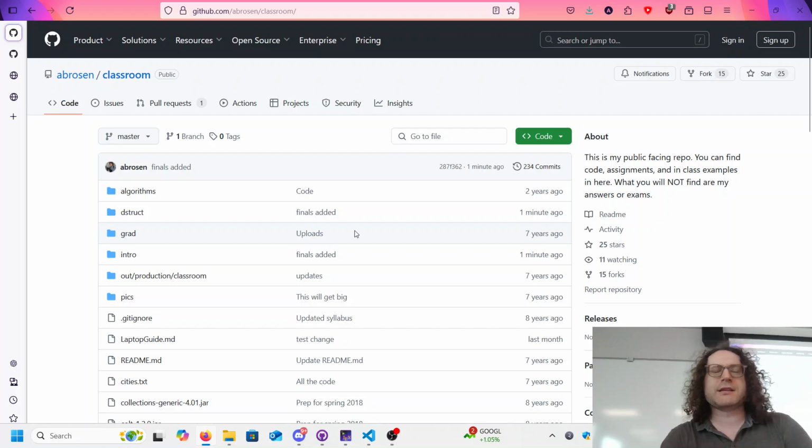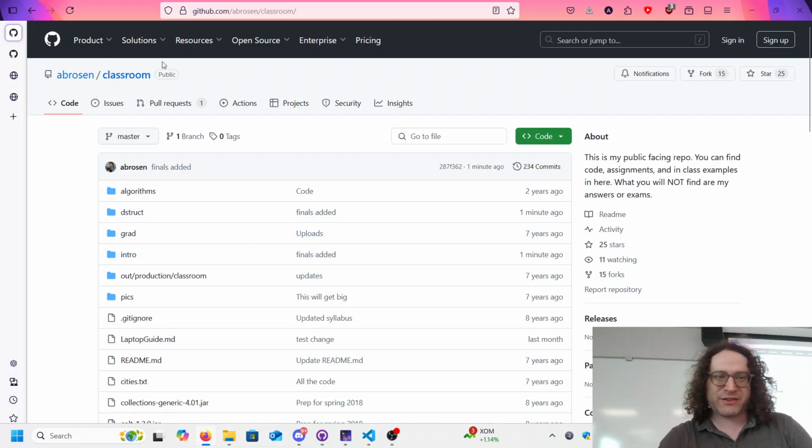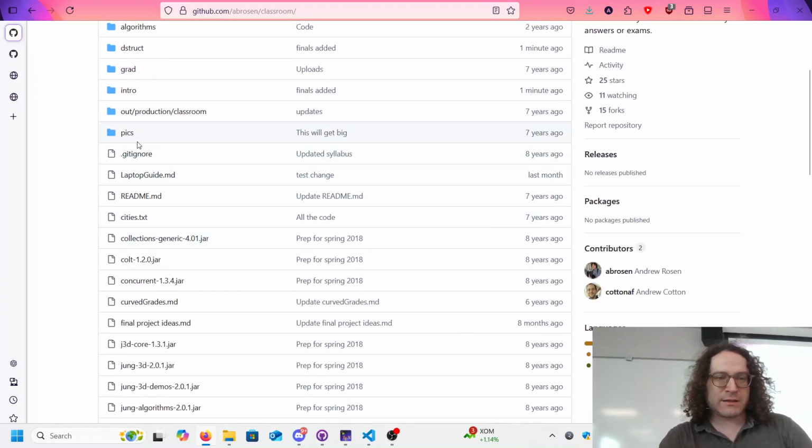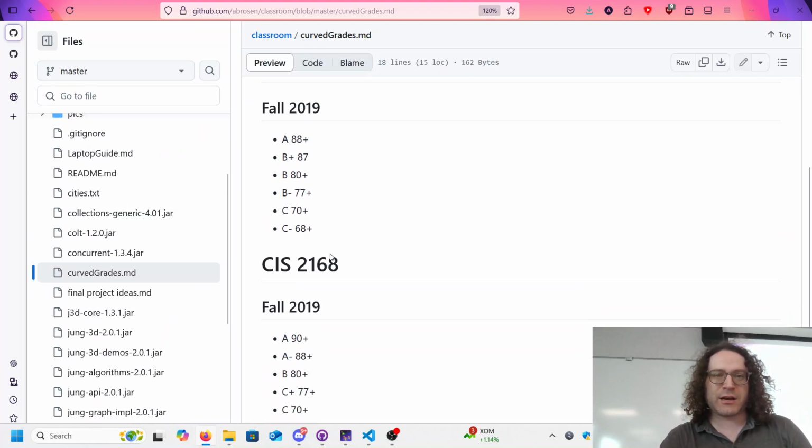This is my public repository for the stuff. I have a separate one, which I really need to rename so that it's more clear to me, because sometimes I accidentally go to one versus the other. So this is all the stuff that I have. Okay. Curved grades. Yeah.